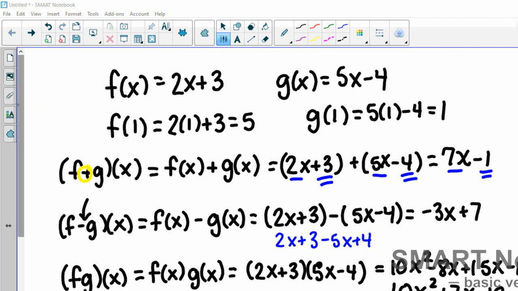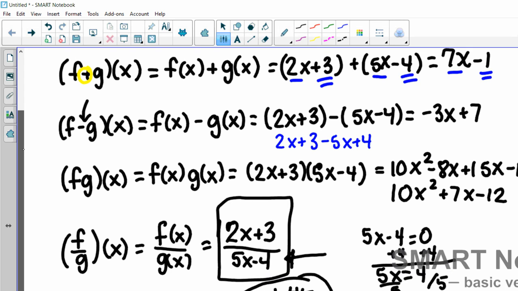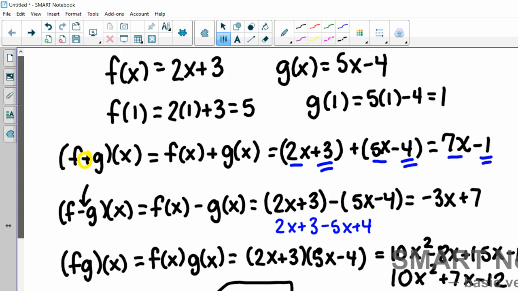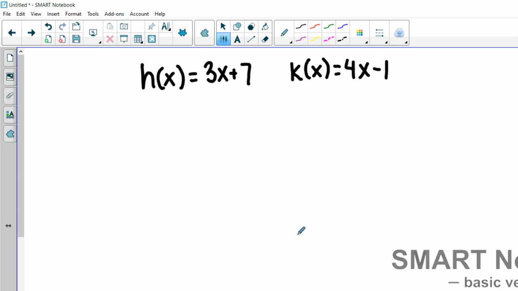In the last video, we did arithmetic with functions, such as adding and subtracting and multiplying and dividing. Just like where we started that video, if I wanted to find f of 1, I replaced the x with 1 and did the arithmetic. Or if I wanted g of 1, I replaced x with 1 in the g function and did the arithmetic.